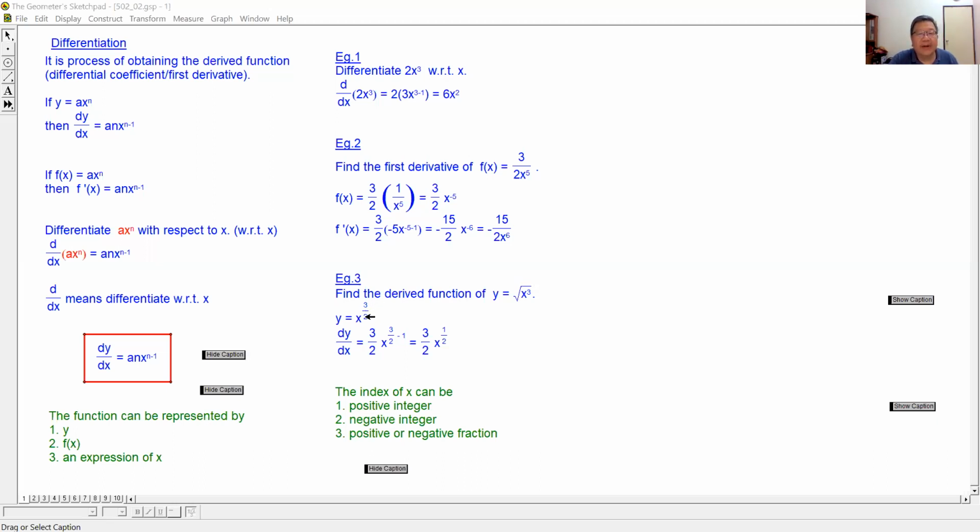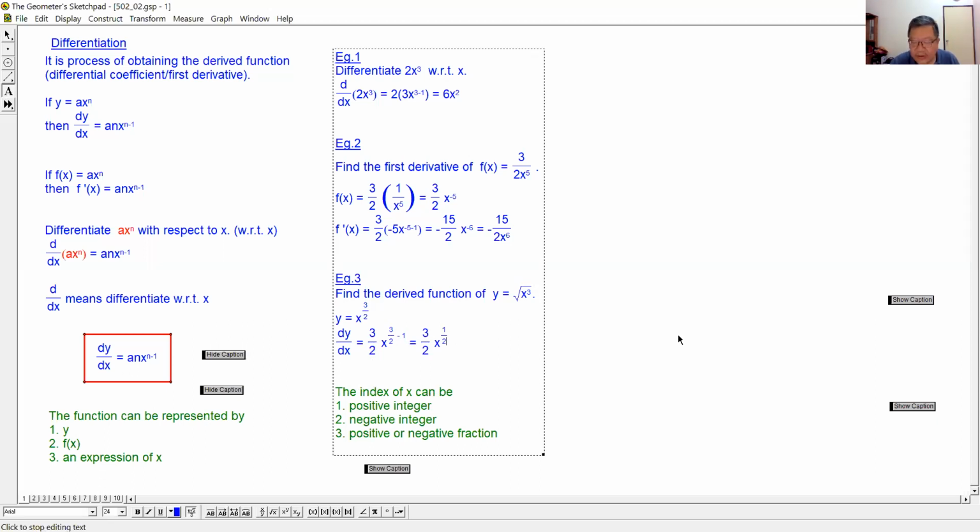Bring down the number to the front. Then the index is less by 1. So it becomes 3 over 2 x to the power of half. 3 over 2 minus 1 is half. Right? So you can leave it in this form, or you don't want to leave it in this form. If they say simplify, make it look nicer and so on.